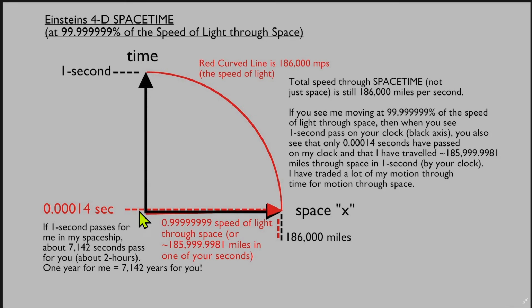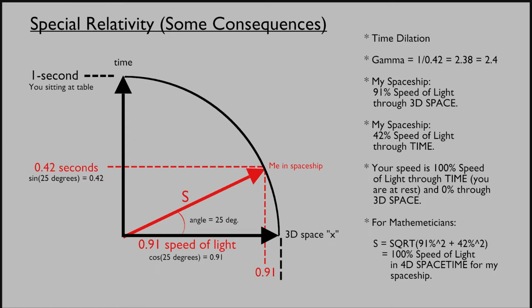When I return to Earth from my high-speed round-trip travel at 99.999999% the speed of light, about 7,142 years will have passed on Earth to just 1 year for me. Sadly, you won't be around anymore to be sitting at the table waiting for me, or won't even be alive. So that's what time dilation is all about. Remember, we are always moving at the speed of light through space-time, and the faster I move through space, the slower I move through time. When moving through three-dimensional space, I trade off some of my motion through time for motion through space, and vice versa.